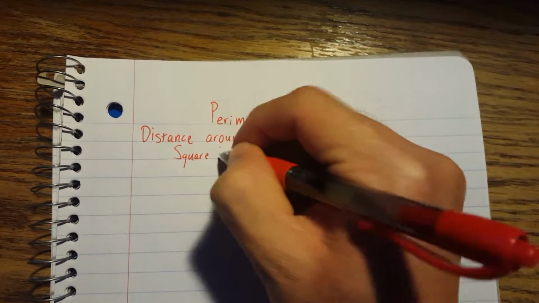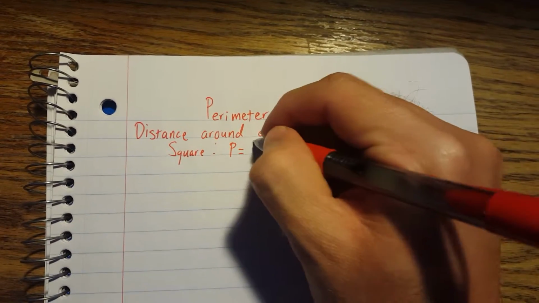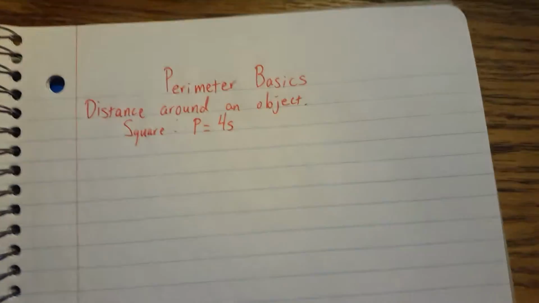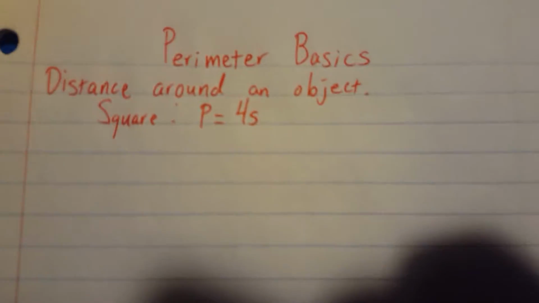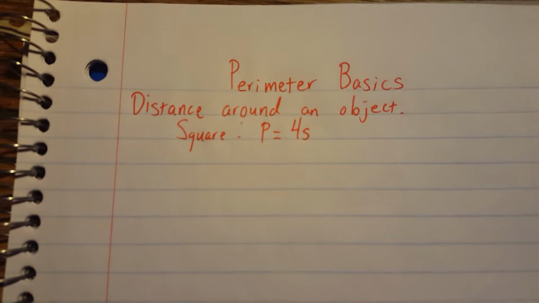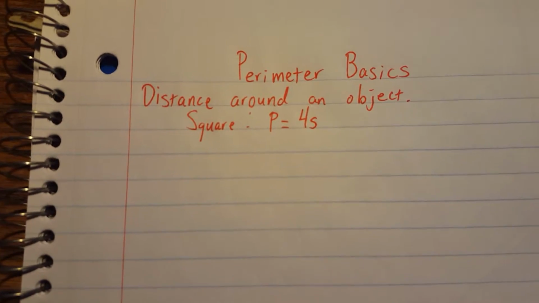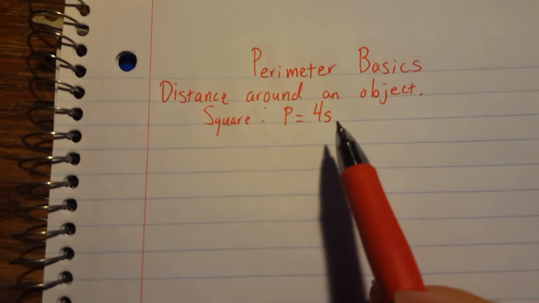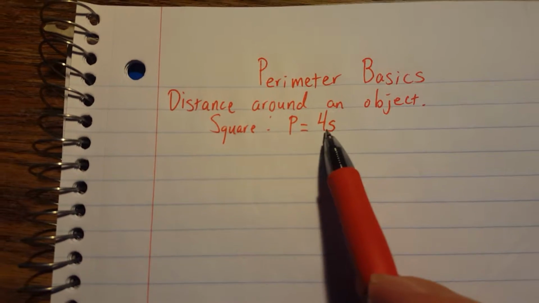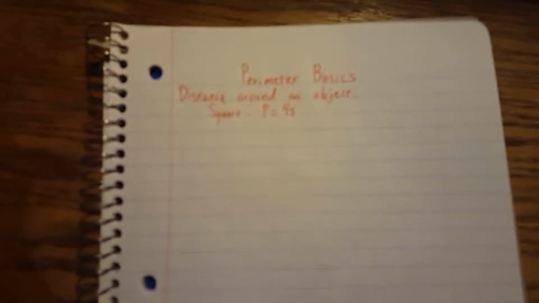Now a square has formula P for perimeter equals 4s. And the reason why it's 4s is because a square has 4 exactly identical equal sides. So all you have to do is pick one of the sides, s, multiply it by 4, and you have the entire perimeter. So that's all you have to do for the perimeter of a square.